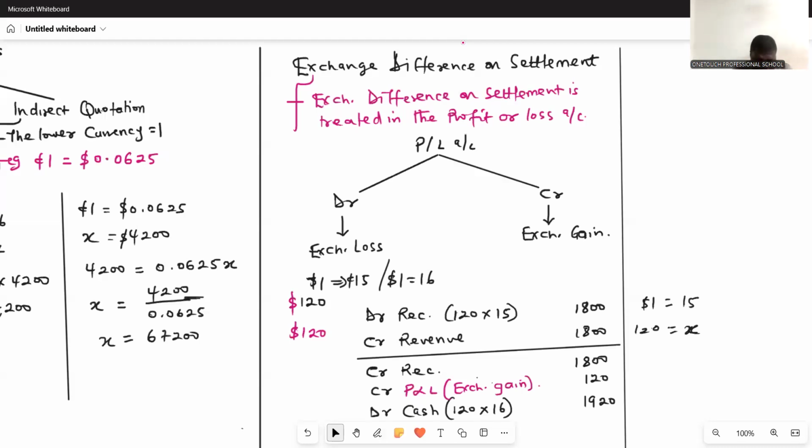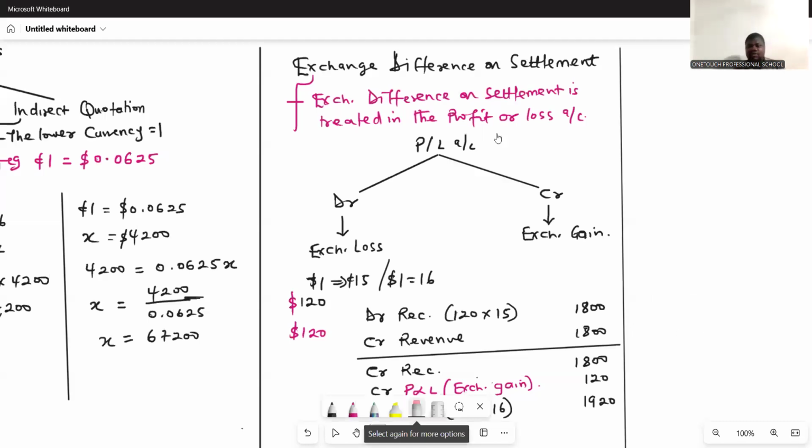If your double entry is correct, you always get it right. So here the double entry is very, very, very important. So when it comes to settlement, you just have to pick the respective date. Then you look at the settlement.